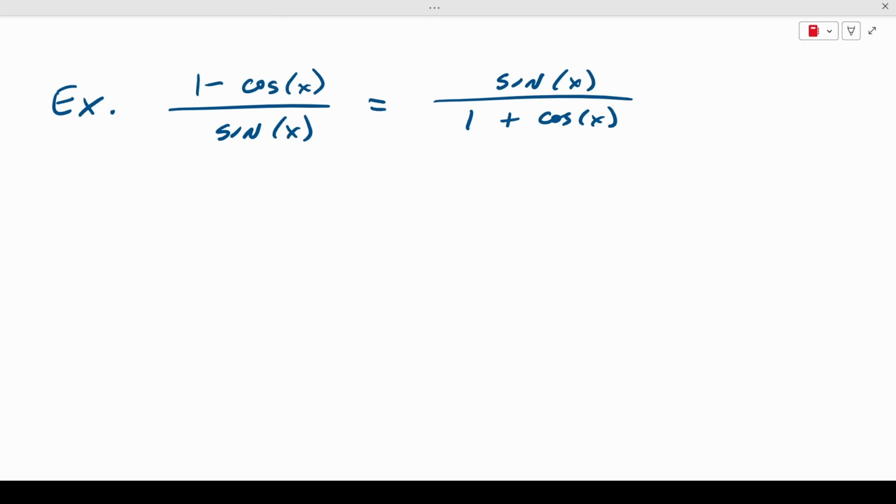One thing I might be tempted to do is write this as 1 over sine x minus cotangent x, and then see if I can somehow get this into a 1 over sine x minus cotangent x. Not so simple, not bad. Here's what I'm going to do.